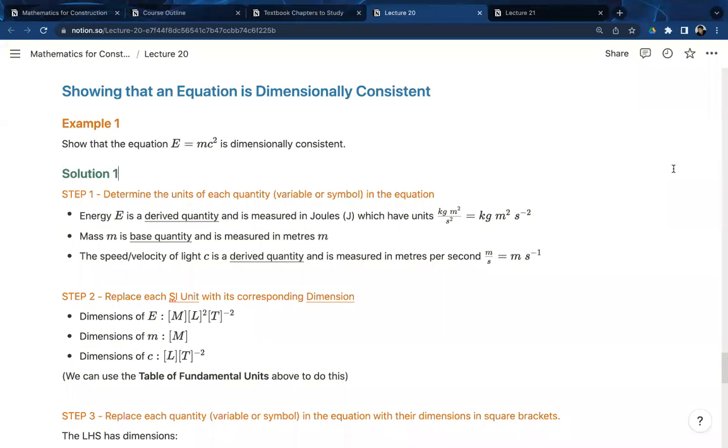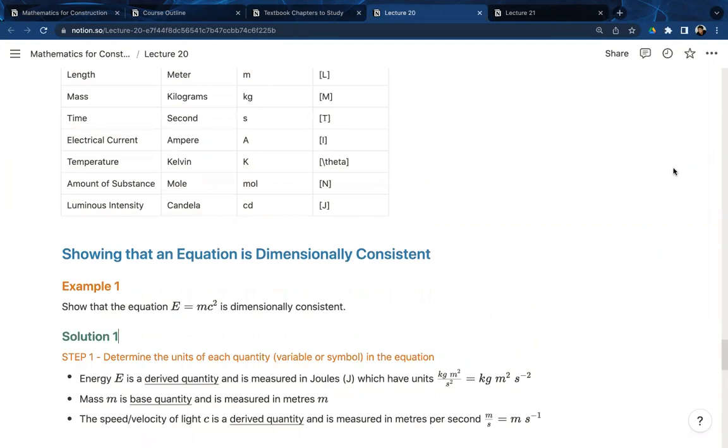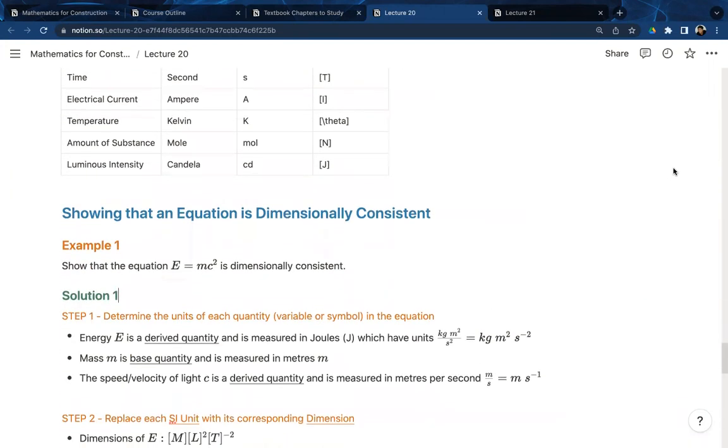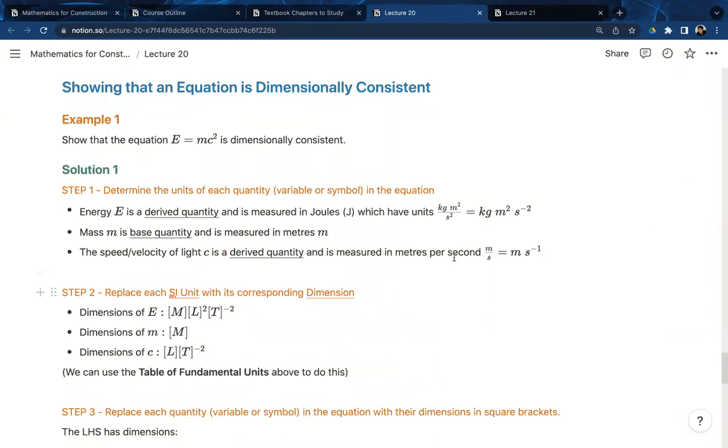All right, so tidy up the notes a little bit to give you a step-by-step process of how to do this. One use of dimensional analysis is to show that the equation is dimensionally consistent. How do you do this? Let's look at the example. Show the equation E equals mc squared is dimensionally consistent.